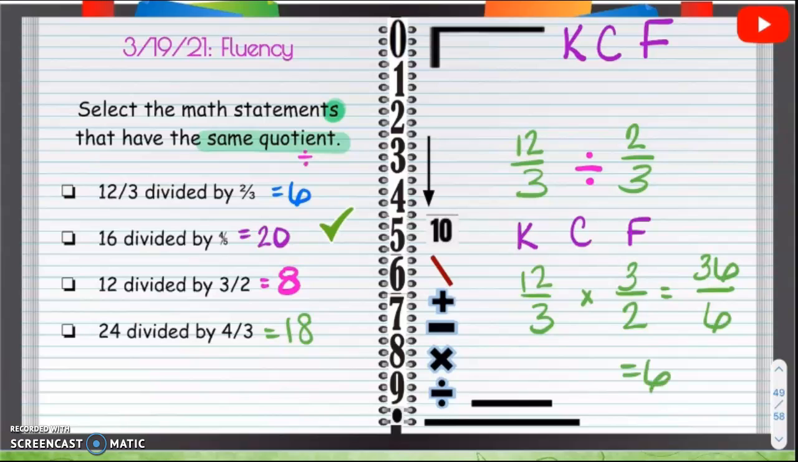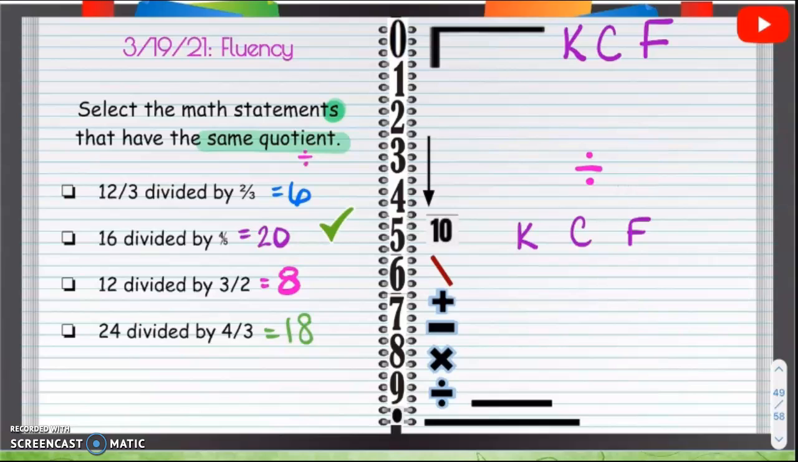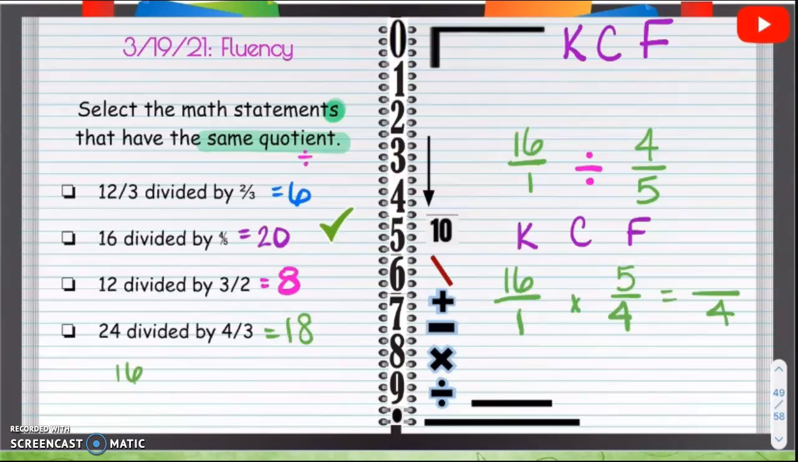Yeah. 16 divided by 4/5. That should give us 20. So let's double check that. All right, so 16, remember 16 over 1 divided by 4/5. We'll keep, change, and flip. We get 4, 16 times 5. 6 times 5 is 30. 5 times 1 is 5, plus 3 is 8. So we do get 80 divided by 4. 20, 40, 60, 80. Yep, you get 20.